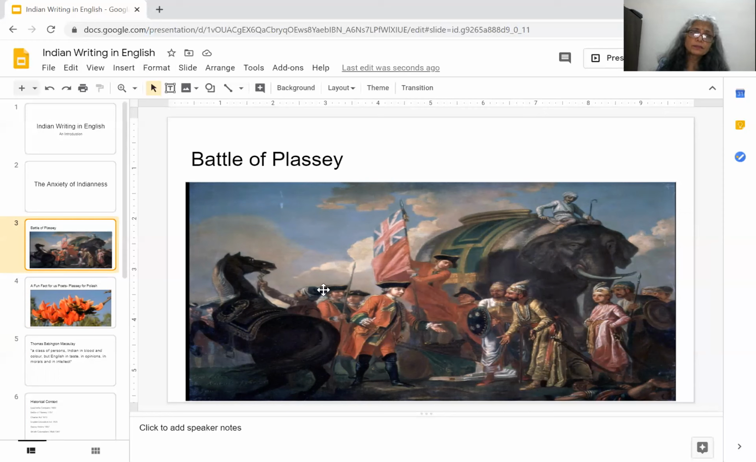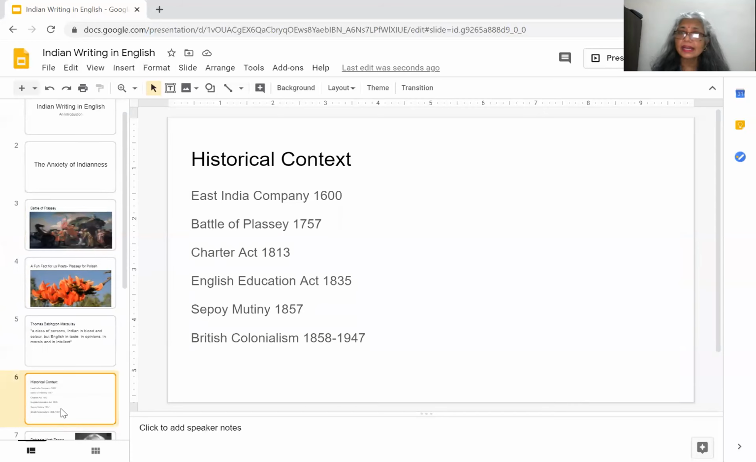Now, since we are talking about the historical context, there are other events and landmarks which you ought to be familiar with to understand the significance of history in the emergence of a certain language called Indian Writing English, or a certain body of literature called Indian Writing English. Battle of Plassey. The East India Company, as I mentioned earlier, was issued a charter by Queen Elizabeth in 1600.